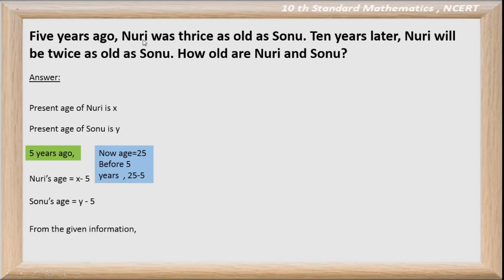From the given information, 5 years ago, Nuri was thrice as old as Sonu. So Nuri's age is X minus 5. X minus 5 is equal to thrice as old as Sonu. So we can write X minus 5 equal 3 into Y minus 5. This is the mathematical representation of this sentence.